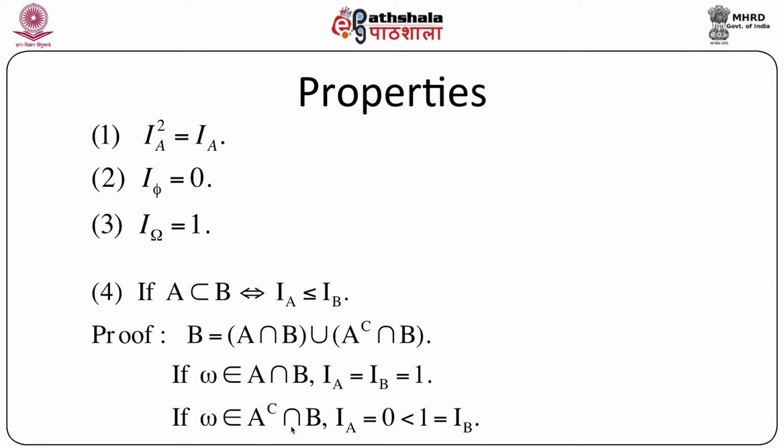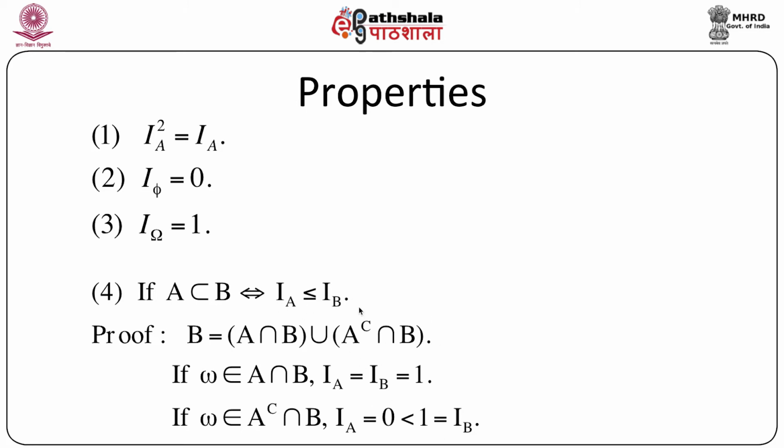At the end, since omega belongs to B, then IB equals 1. So IA equals 0, which is strictly less than 1 naturally, and that is in fact IB. So in this case, IA is strictly less than IB. So if omega belongs to A complement intersection B, that is one part of B, then IA would be less than IB. But if omega belongs to A intersection B, that is another part of B, then IA equals IB equals 1. So taking together, we can immediately write that IA is less than or equal to IB.